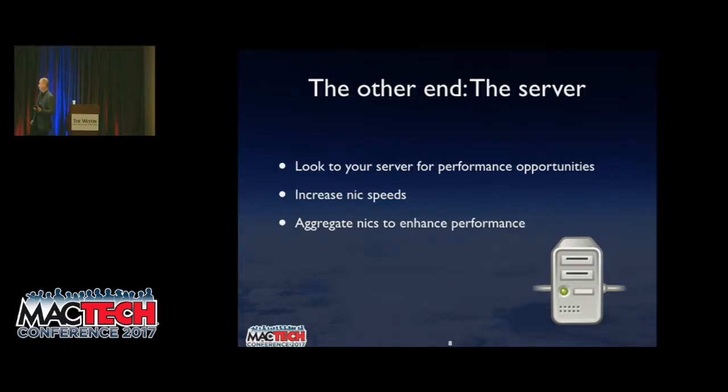So where's your problem? Where is it likely that the way you've built your infrastructure is negatively impacting your client's ability to get data to and from where it needs to be? Your server is going to be where pretty much all of your performance opportunities exist, right? So what you're sitting on is of great importance. You want to think about increasing your NIC speeds and possibly aggregating NICs to get up to higher performance levels, right?